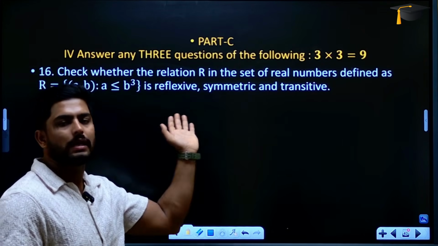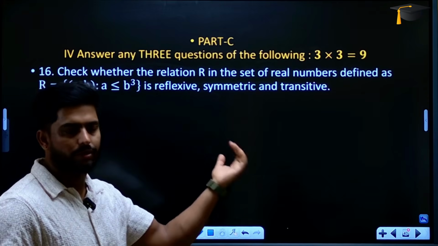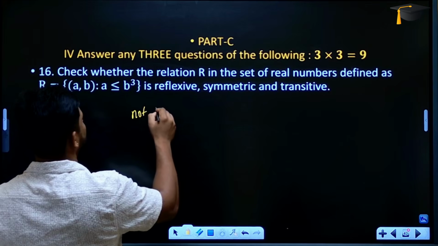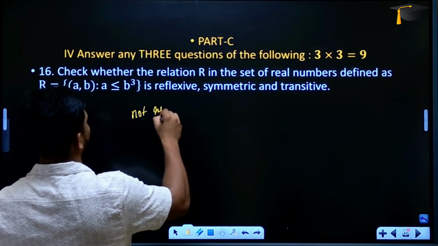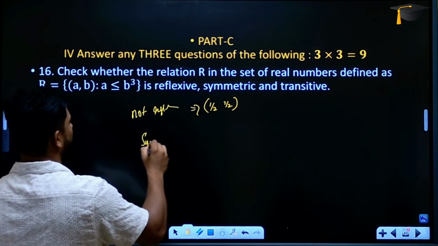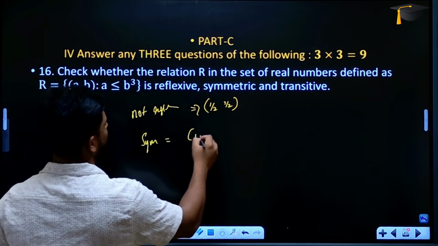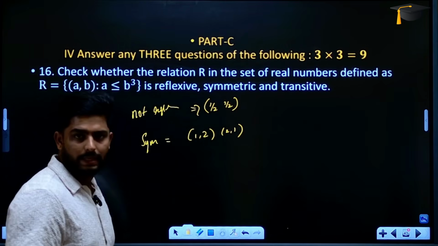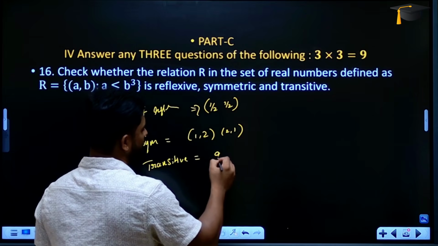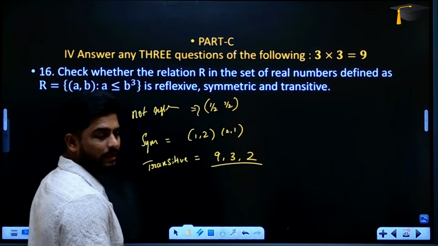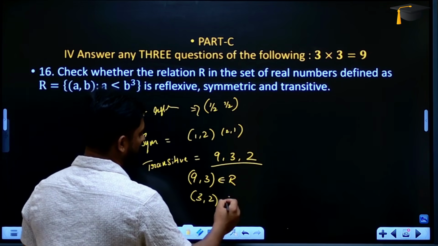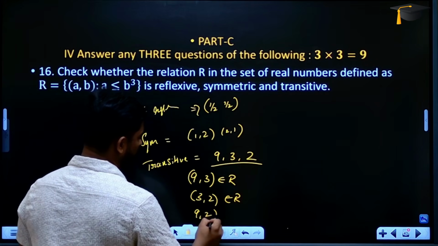Okay, I'll show you what ordered pairs you have to give to show it is not reflexive, symmetric, and transitive. To show it is not reflexive, just use half comma half. Next, not symmetric: 1 comma 2 and 2 comma 1. Now for transitive, just use the numbers 9, 3, 2. So 9 comma 3 first, it is there in the relation. Next, 3 comma 2, it is there in the relation, but 9 comma 2 will not be there in the relation.